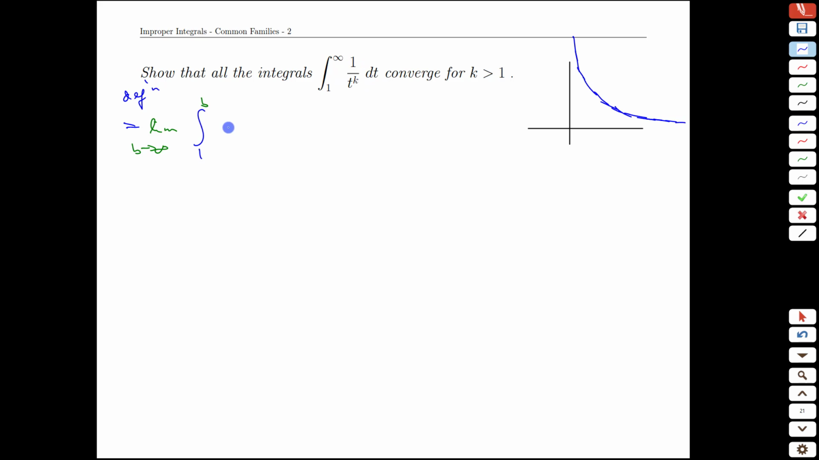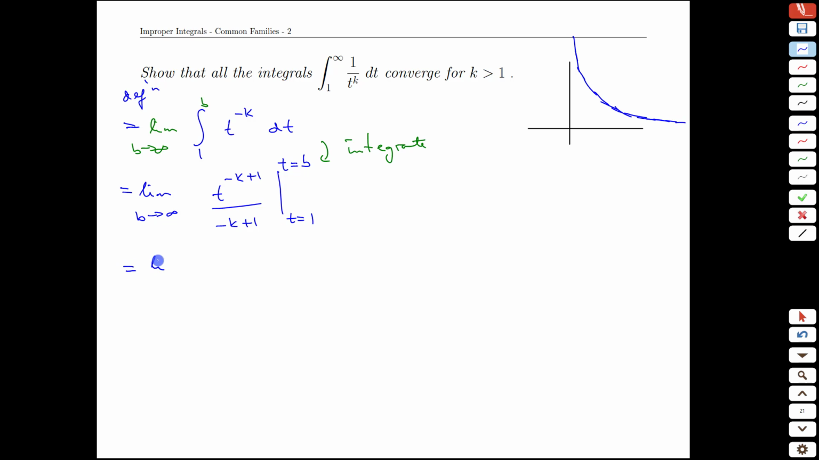To make this a little easier to integrate, we're going to express this as a power. It's in the denominator, or t to the negative k, and so that's what we're trying to calculate. This we can integrate right away. We simply add 1 to the power and divide by the new power. We keep this limit out front, and we evaluate this at t equals b and t equals 1.